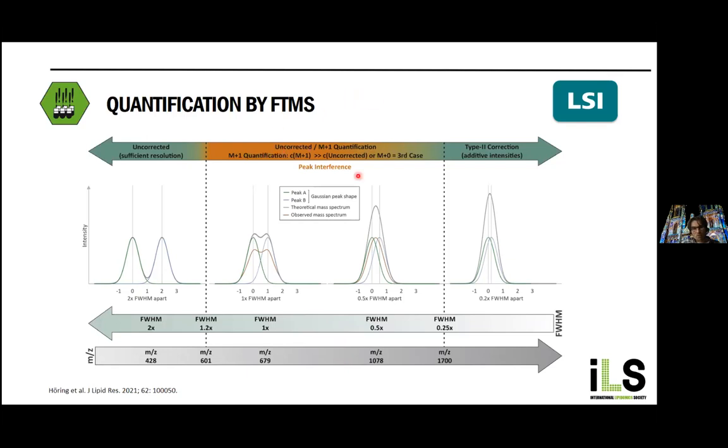There it turned out that the M+1 based quantification is superior to uncorrected, and for type 2 correction you need a pretty good overlap. This would be necessary here in the higher mass range. But there we were quite surprised, because you remember the triglycerides, they show one peak, but if you use type 2 correction here, you simply overcorrect.